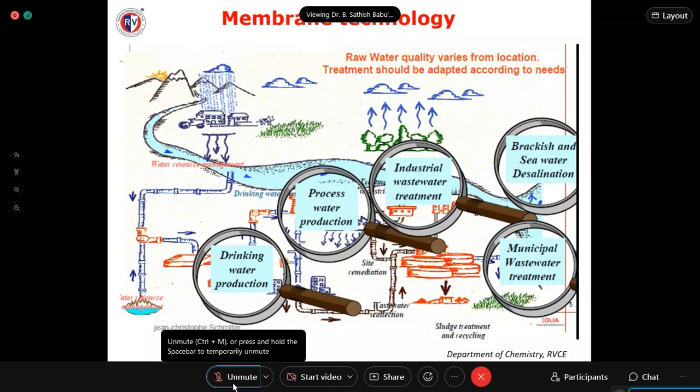And municipal wastewater contains a lot of organic and inorganic impurities along with some pathogenic microbial organisms, right? So that cannot be recycled. But if you use membranes, all these things are possible. So for that we are going to use these membranes. Usually the polymeric membranes we are going to use here.